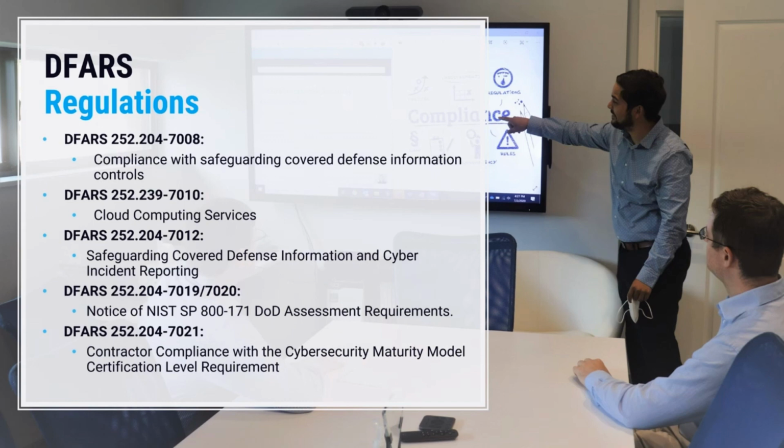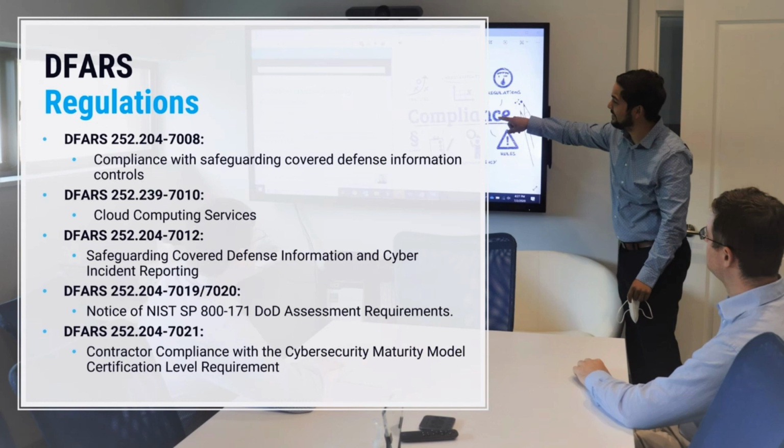The last clause here that you'd likely see within your contracts is the 7021 clause. That is truly the CMMC requirement clause, ensuring that you're following the Cybersecurity Maturity Model Certification requirements. This outlines the requirement for you to have a current CMMC certification. That certification should not be older than 3 years, and it would be coming from a third-party certification authority.